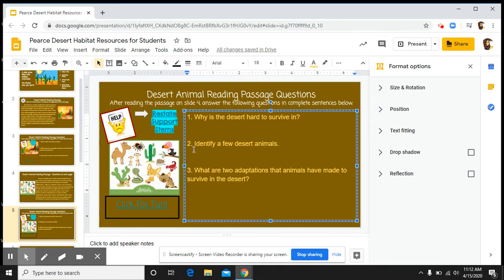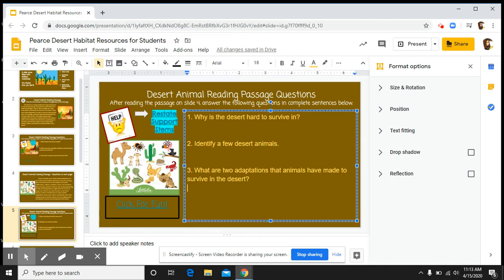Number 2 says, identify a few desert animals. Again, you, of course, can go back into the text if you need to, and when you're ready to answer, go ahead and give it a click, and you can start to type. Finally, number 3 asks, what are 2 adaptations that animals have made to survive in the desert? Think about that, find your answer, and click to write.